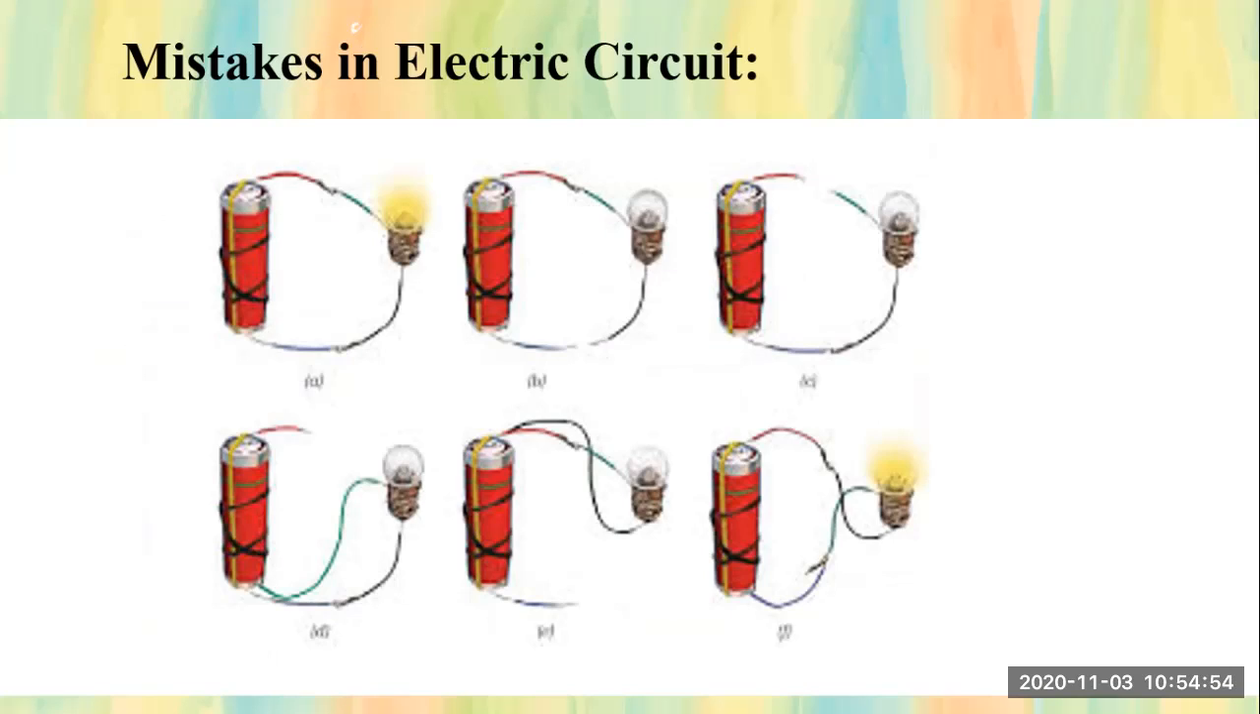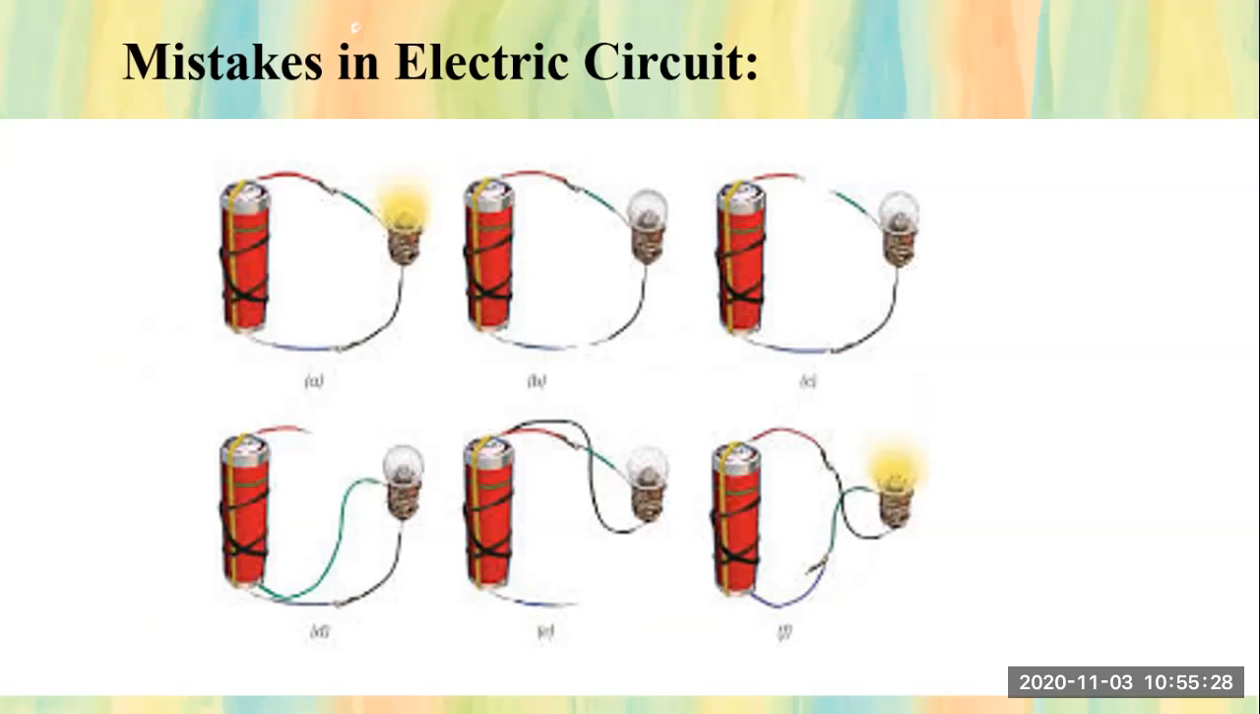Now we are going to mistakes in the electric circuit. Now students, very clearly you can see that the first figure consists of a cell, conducting wires and a small bulb. Now see, only in the first figure and the last figure, that is figure A and figure F, the bulb is lit up, while in the other figures, B, C, D, E, the bulbs are not lit up. So why is it so?